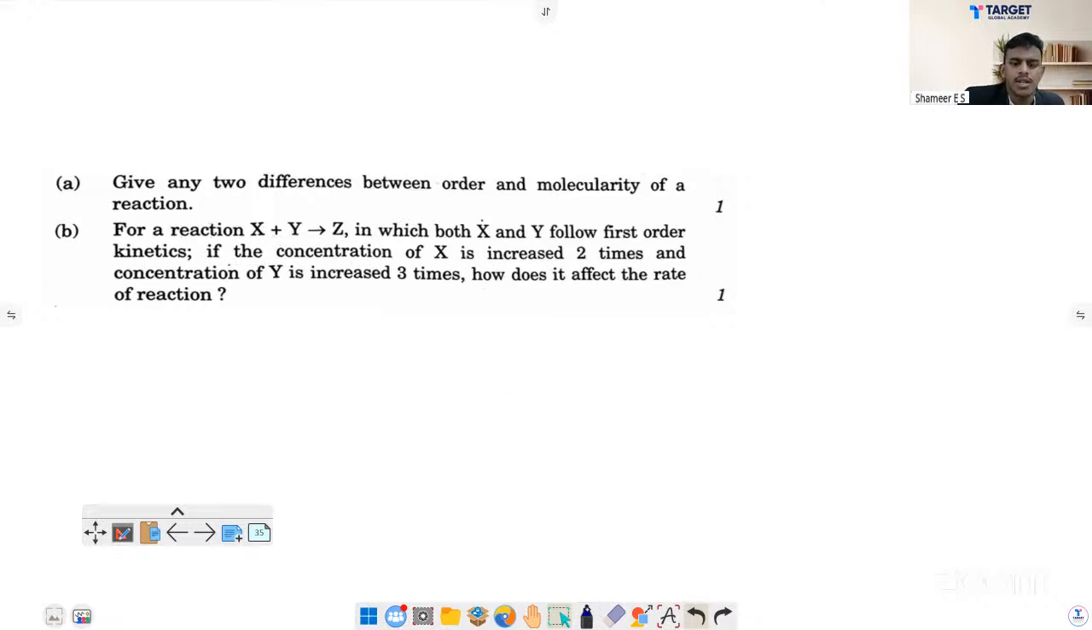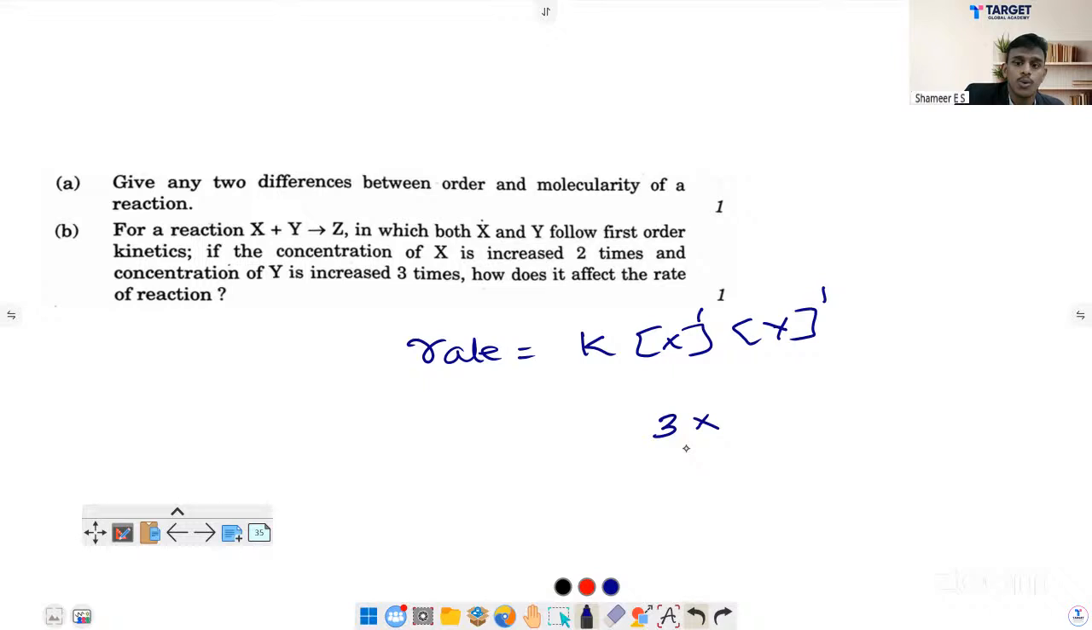For a reaction X plus Y gives Z, in which both X and Y follow first order kinetics, if the concentration of X is increased 3 times and the concentration of Y is increased 2 times, how does it affect the rate? Rate will be equal to K into concentration of X and concentration of Y, both following first order. X becomes 3X, Y becomes 2Y. So 3 into 2, the total rate is increased 6 times.